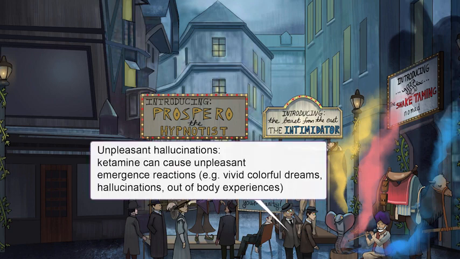These emergence reactions include vivid, colorful dreams, hallucinations, and out-of-body experiences. What's that? Oh, you're experiencing some kind of distorted visual, tactile, and auditory sensitivity? Yeah, that's normal. Reactions are also associated with fear and confusion, but a euphoric state may also be induced, hence ketamine's illegal use as a recreational drug, Special K.